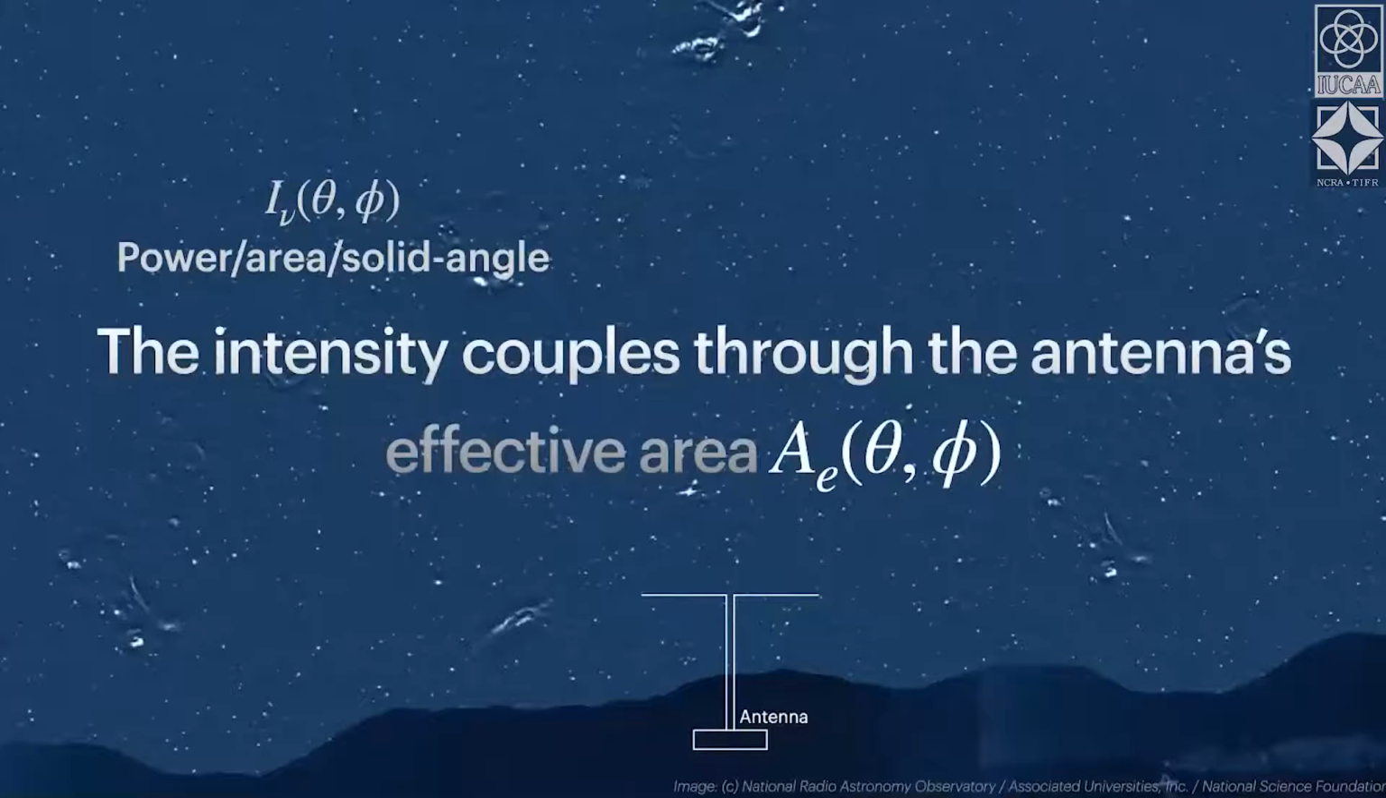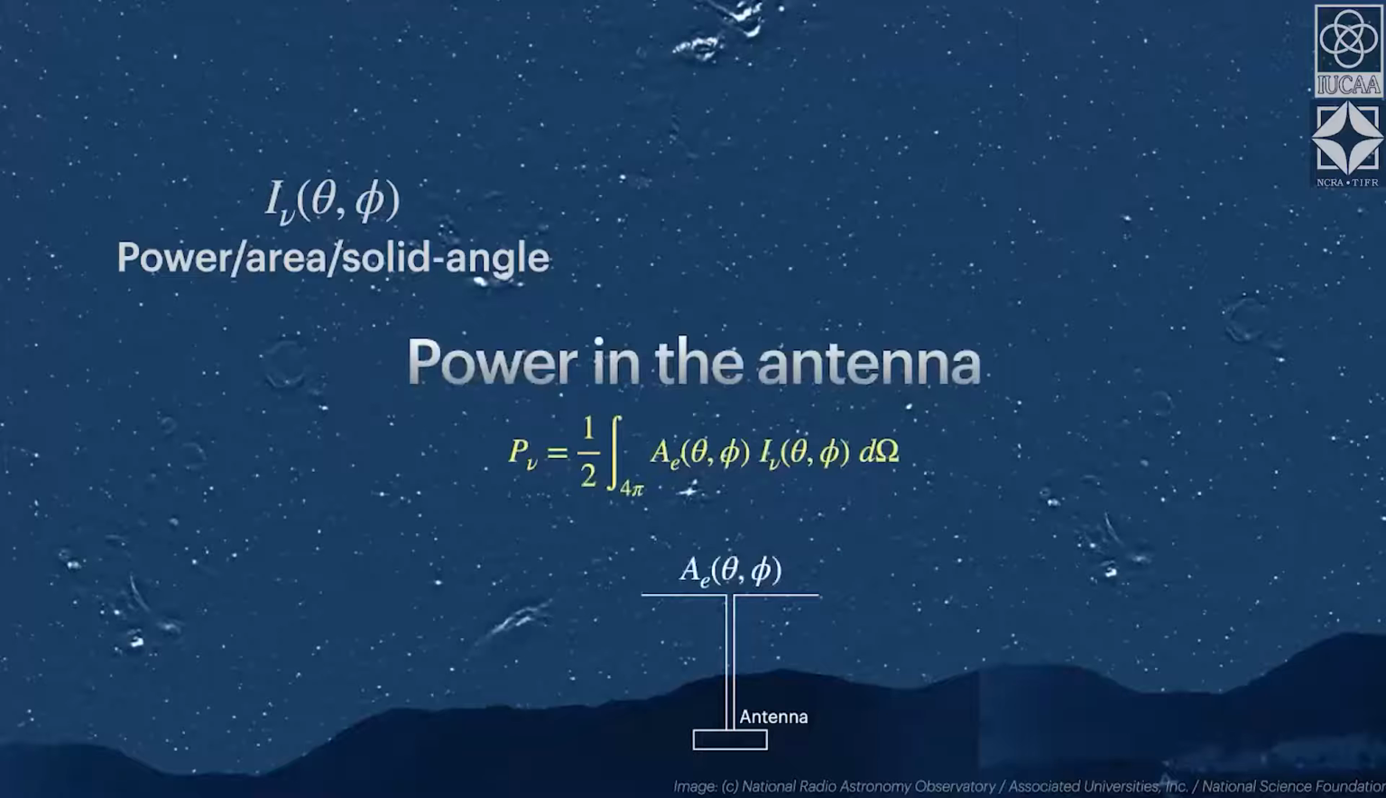Okay, so now we are back to our setup where we have an intensity distribution in the sky. The intensity couples to the antennas through the antenna's effective area, and hence it generates a power in the antenna, which for a general case is an integration over the effective area and the intensity distribution of the sky. Now, the factor of half in front is because we are looking only at one polarization with a single dipole. So this is the most general formula.